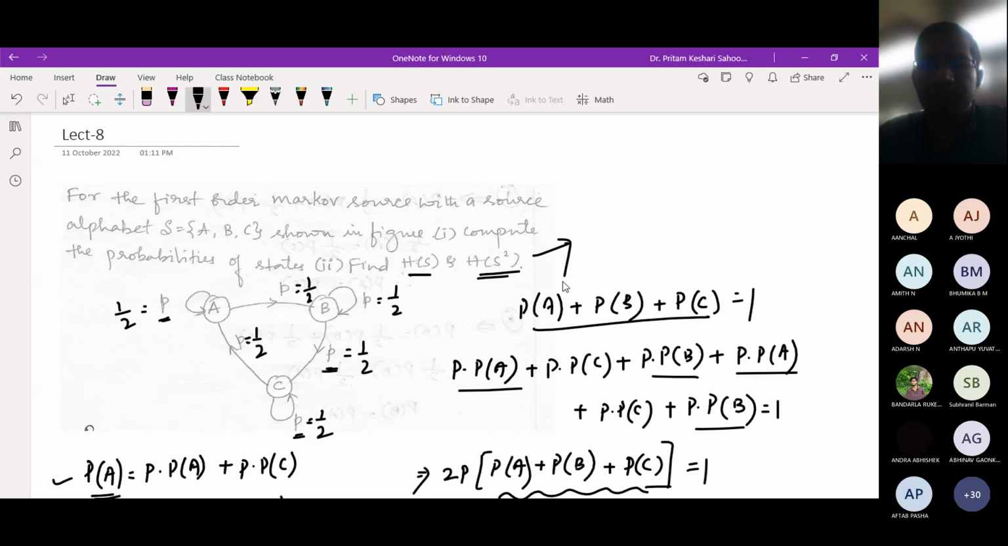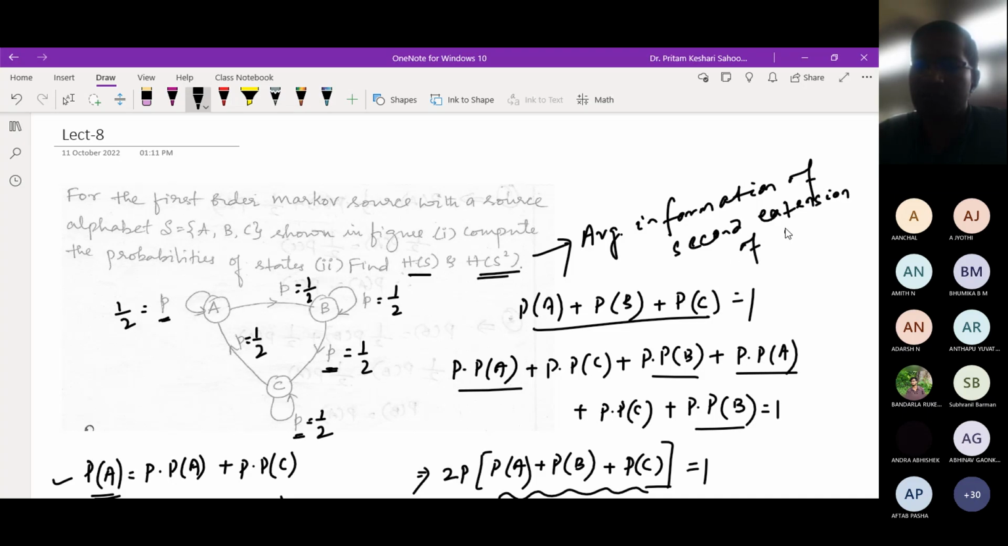So H of S square represents the average information of the second extension of the source. Okay, that is the meaning of S square. S square means that you have to calculate the second extension.